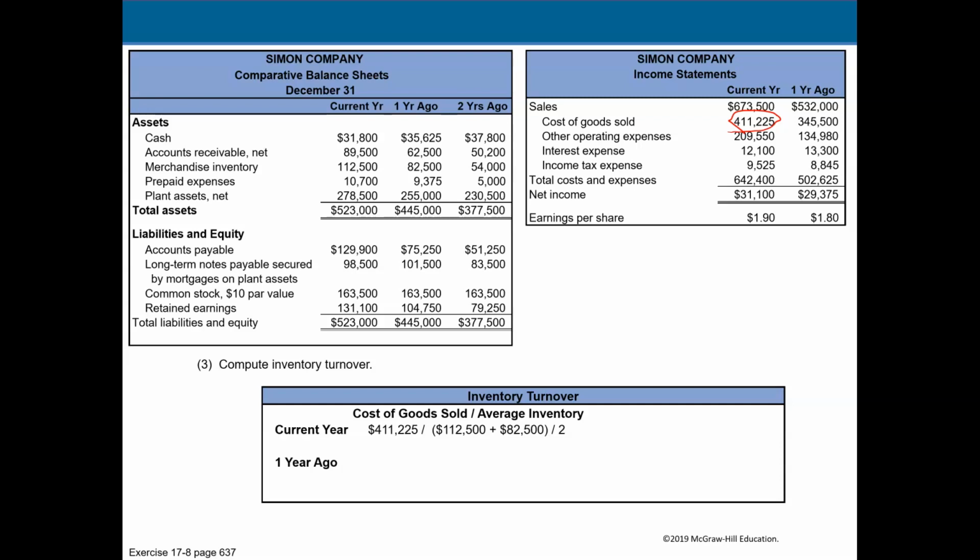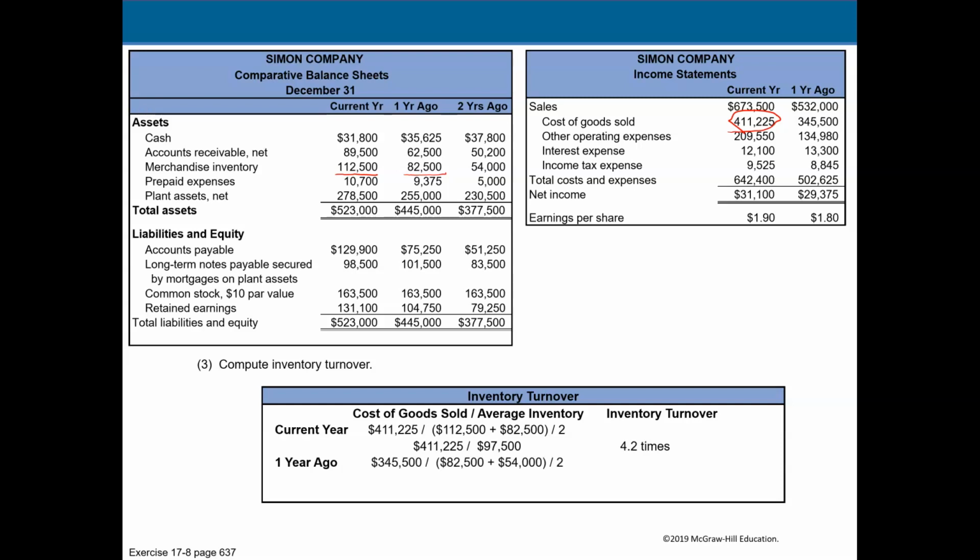So for this one, for average inventory, we have the ending the year with 112.5, and they started the year with 82.5. Remember what they started with, they ended with the previous year. And it's 4.2 times. That means they totally turn over their inventory four times and a part of a fifth.